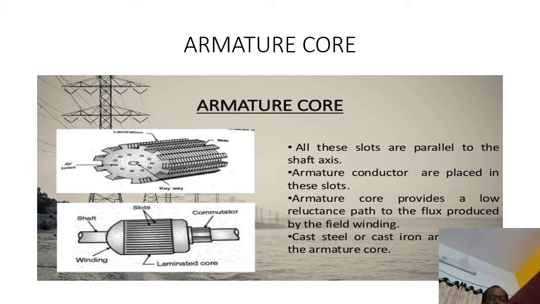So these are the slots. In these slots we are placing the armature conductors. After that, these are all laminated. Why are these laminated? To avoid eddy current loss. So these are the slots clearly, and this is the commutator segment. This is the laminated core with windings. So this is the shaft. On the shaft the armature is placed.